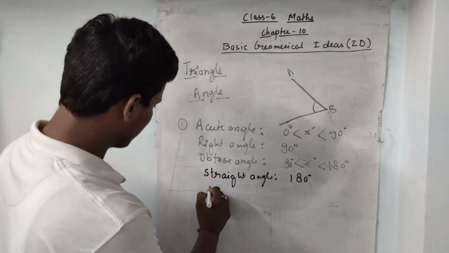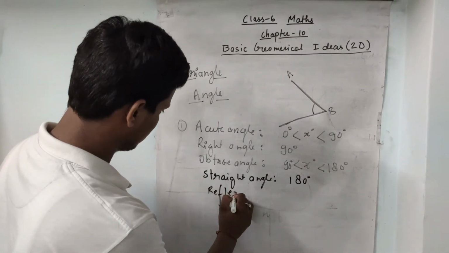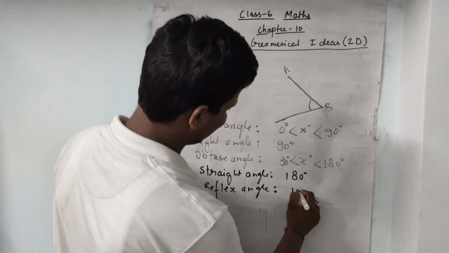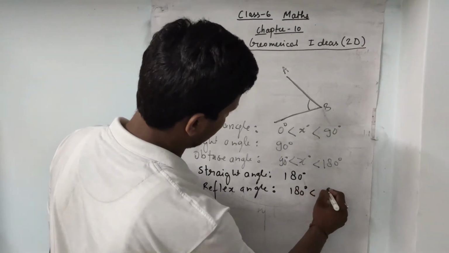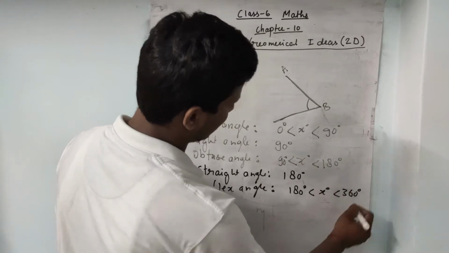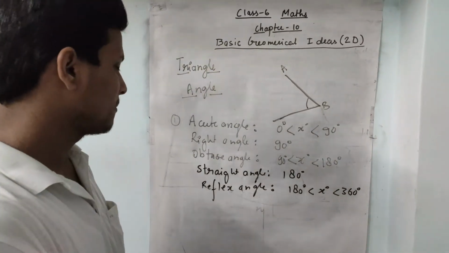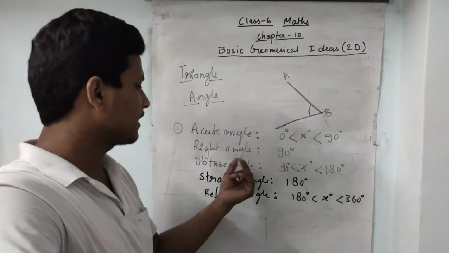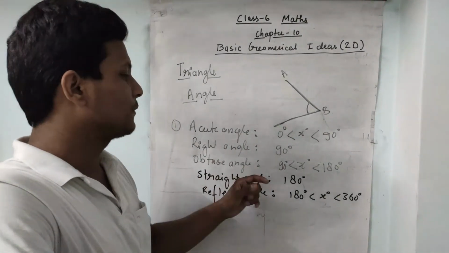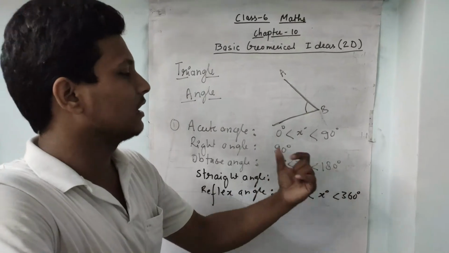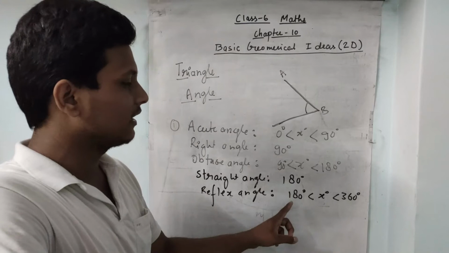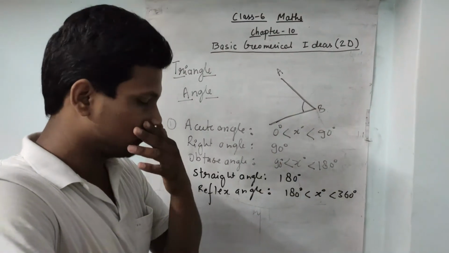Okay, next is the reflex angle. A reflex angle is greater than 180 and less than 360. So I am repeating again. Acute angle is greater than 0 and less than 90. Right angle is exactly 90 degrees. Obtuse angle is greater than 90 and less than 180. Straight angle is exactly 180. Reflex angle is greater than 180 and less than 360.